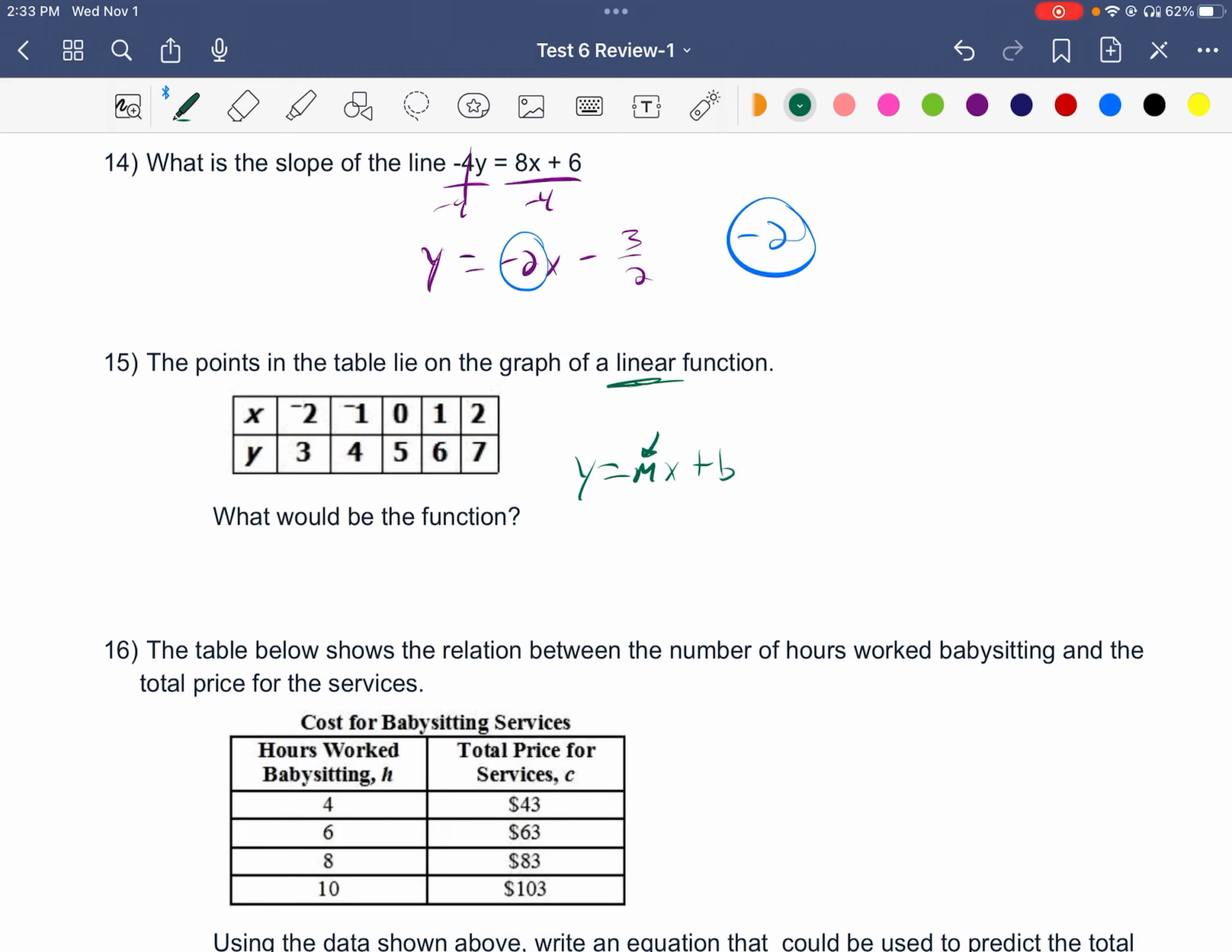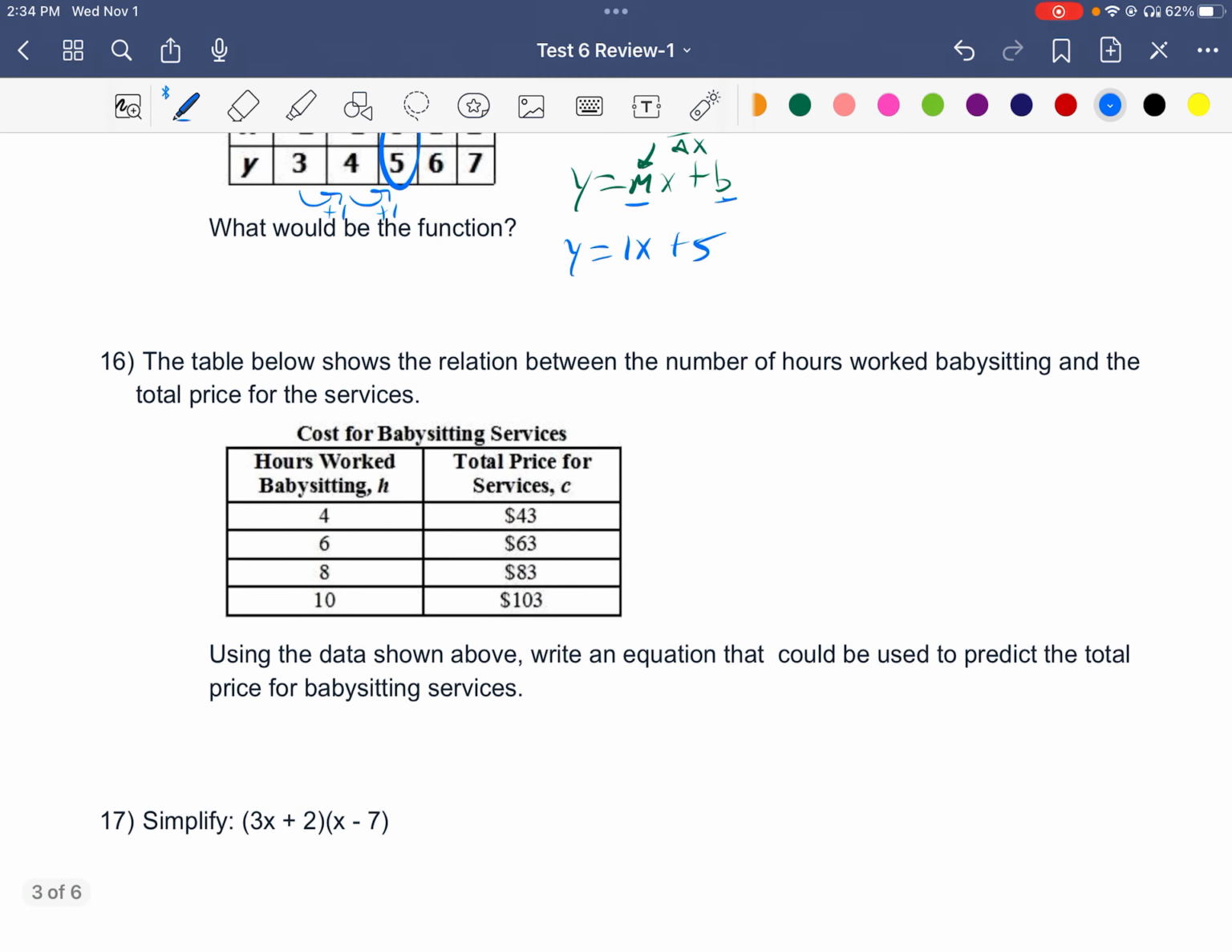Our m is our slope, which is our change in our y, divided by our change in our x. So what I'm going to do first is I will find the change in the y value. You can see we're adding 1. I'm going to divide it by the change in the x value. We are also adding 1. So the slope is just 1. The y-intercept is when x is 0. So I can see the y-intercept is positive 5.